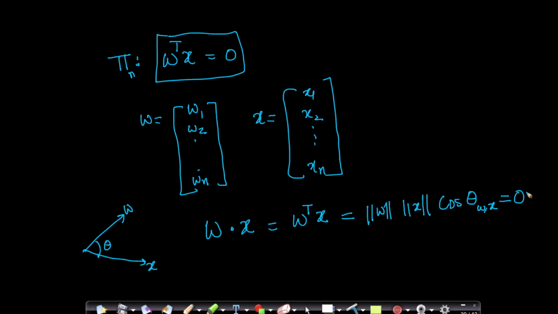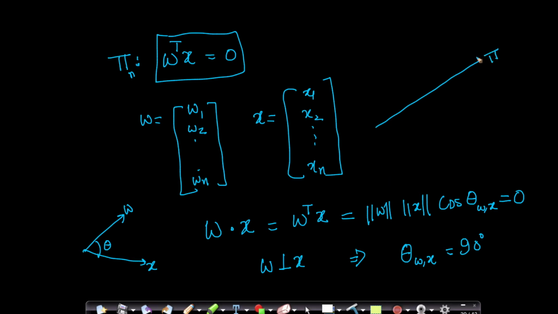So the moment this is equal to 0, you know that theta, the angle between W and X, becomes 90 degrees. We discussed this. If W is perpendicular to X, then W transpose X equals to 0, and that implies that theta between W and X equals 90 degrees. With this, let's understand a different way of interpreting this equation. Suppose I have a plane, I'll write this plane as pi.